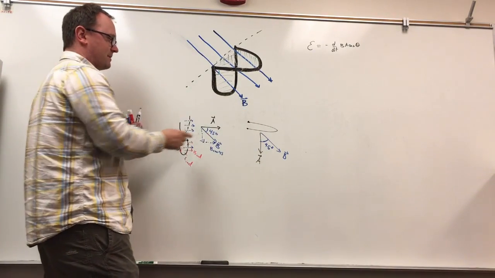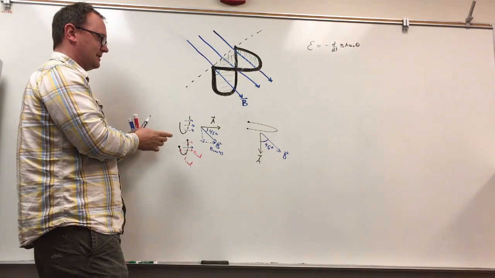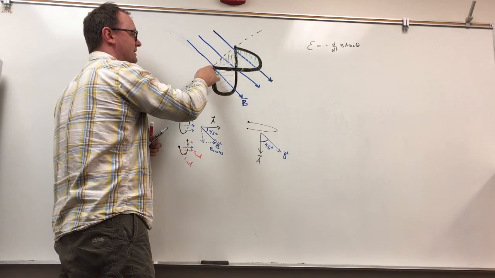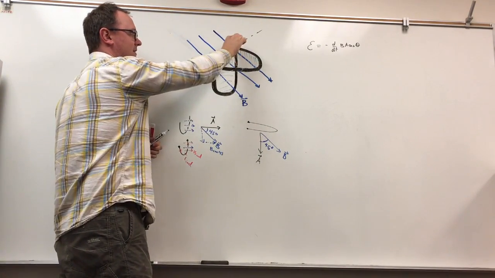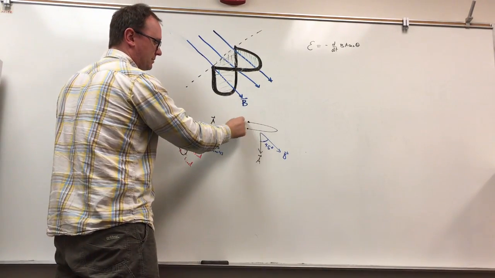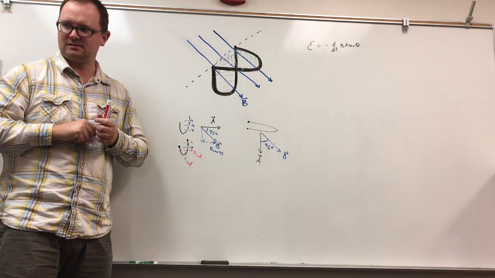If this one tries to make current flow from the dot to the triangle, they would cancel out, right? Because they're pushing current the opposite way. This one would be trying to make it flow this way, this one would be trying to make it flow that way. They would cancel out. However, if this one tends to make current flow from the triangle to the dot, we know they would add together. Okay with that?